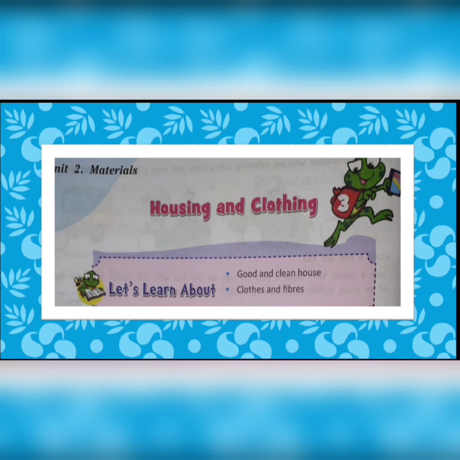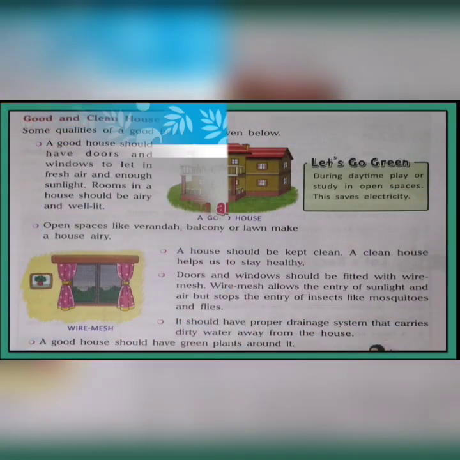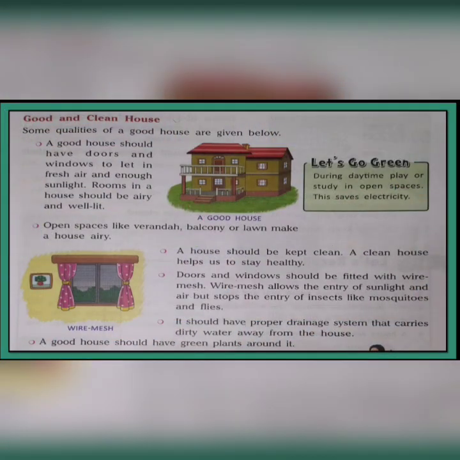Today we will do revision of chapter 3, housing and clothing, and also chapter number 4. First let us start with chapter 3, housing and clothing. From this chapter we learned about some qualities of a good and clean house, and also about clothes and fibers. Okay, only the topics which we have discussed in the revision videos you have to study for this term. Yes, so the topic, let us discuss it about a good and clean house.